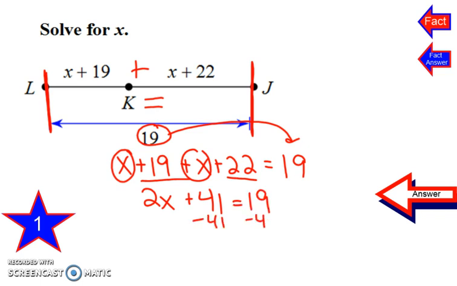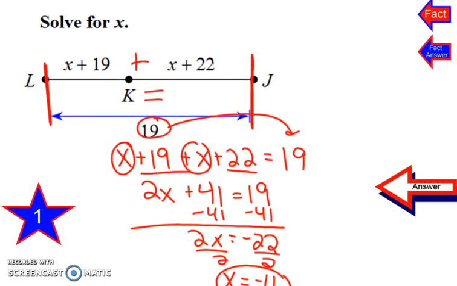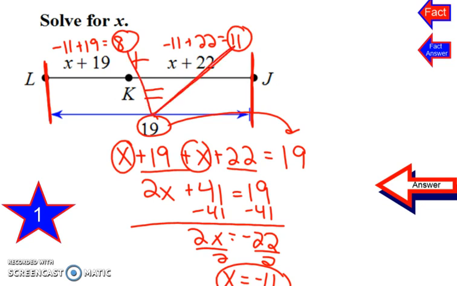From here, we're just going to use 2-step equations to solve. 2x is going to equal negative 22. If I solve that, divide by 2, x is going to equal negative 11. Now, the important thing to keep in mind, x is negative 11. Yes, we cannot have a negative line segment, but we just found x. If I plug it in, negative 11 plus 19 gives me a segment of 8, and negative 11 plus 22 gives me a segment of 11. If I take those 2 values and add them together, I'm going to get the length of 19, my bottom line segment.